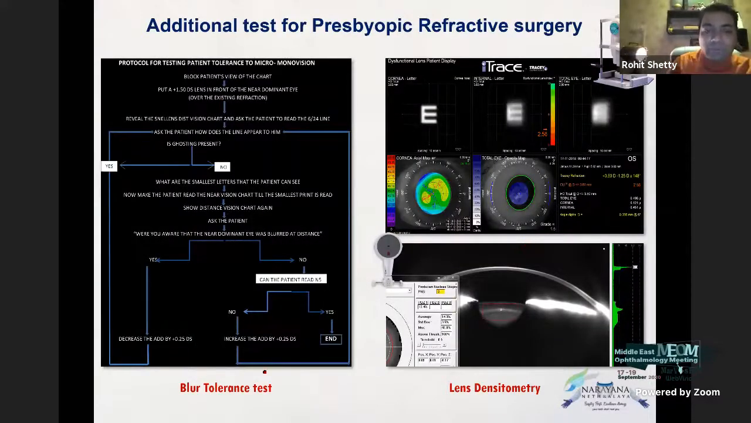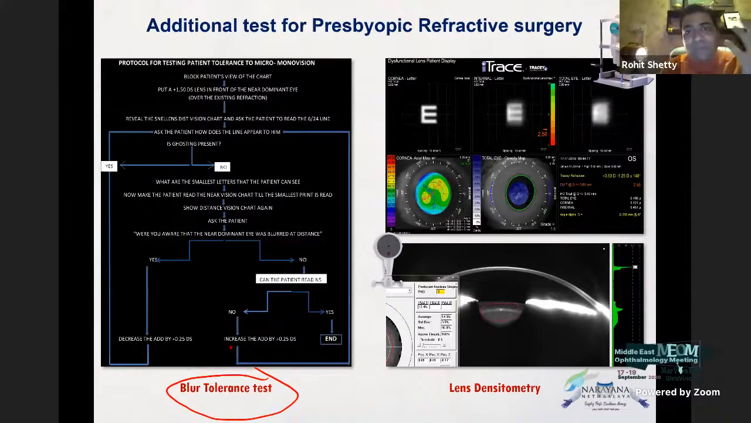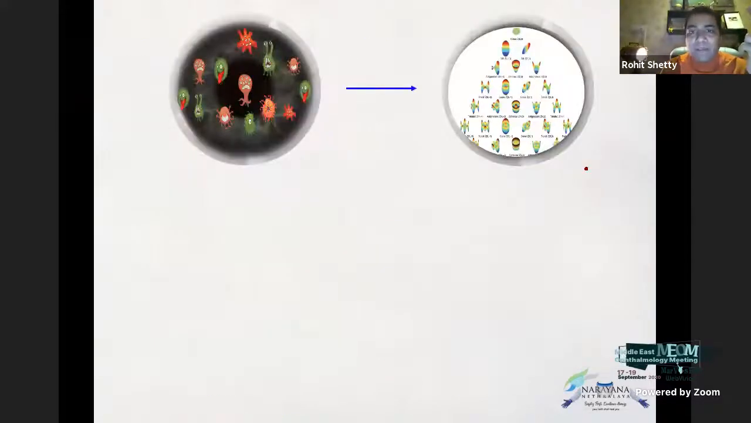But the most important test is the blur tolerance test, where you're trying to see how much blur the patient can tolerate, making him a little bit more myopic. But the most important thing to be tested in all the presbyopia patients is your lens densitometry, the PNS grading, and the DLI. If the DLI is high, the presbyopic laser surgery does not work, because the lens does not give you the effect that is necessary. So DLI has to be normal, and the blur test has to be done. These are the two main prerequisites for patient selection.